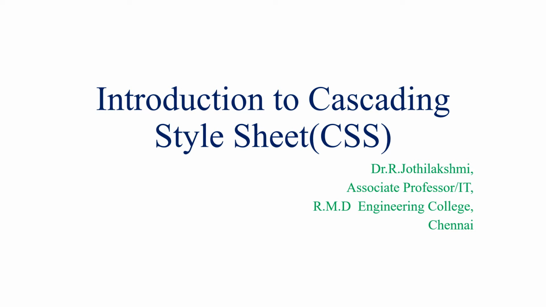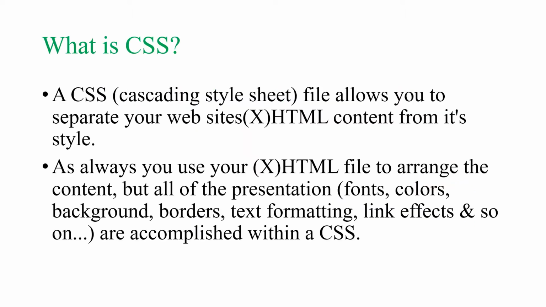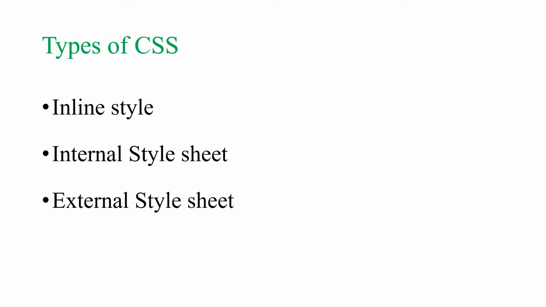So in this section we are going to discuss Introduction to Cascading Style Sheet. What is CSS? A cascading style sheet allows you to separate your website content from its style. Always you can use your HTML file to arrange the content, but all of the presentation is accomplished within CSS. That is font, color, background, borders, text formatting, link effects, and so on.